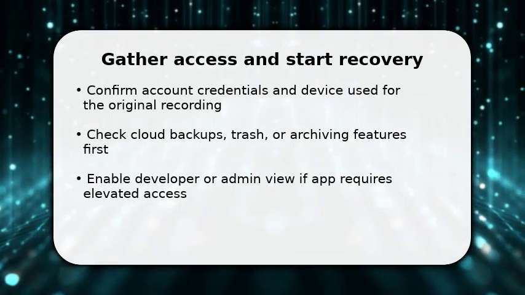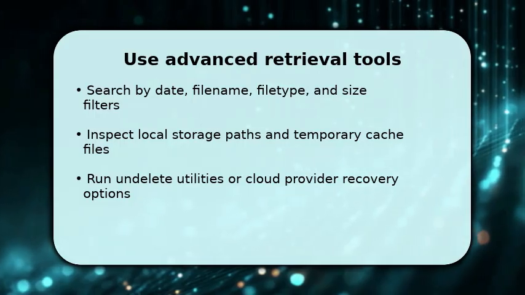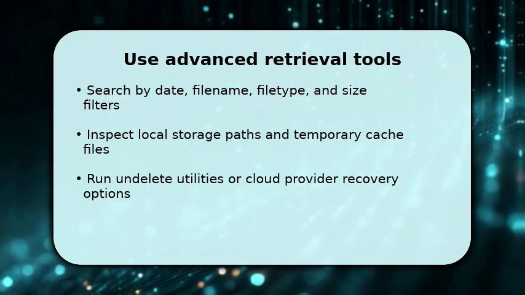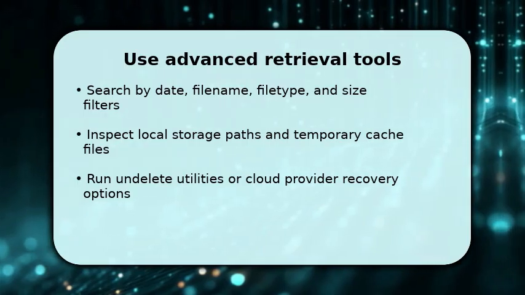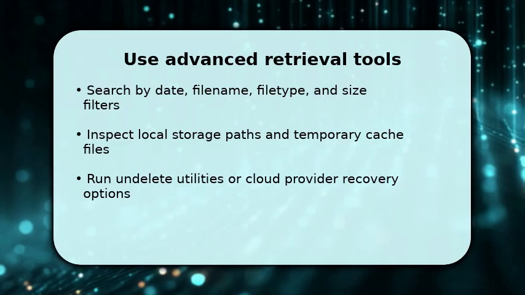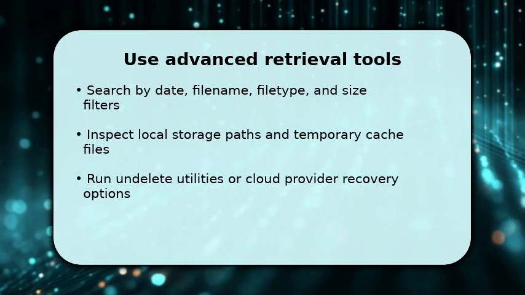Once you've checked visible folders, expand to deeper methods. Use the app's search filters for date ranges, file types like MP4 or M4A, and approximate file sizes to narrow candidates. Next, inspect local storage paths and temporary caches. Many mobile or desktop apps keep fragments in temp directories.